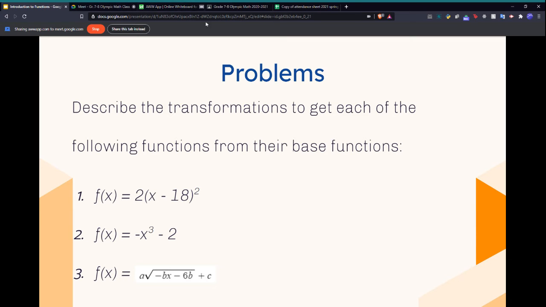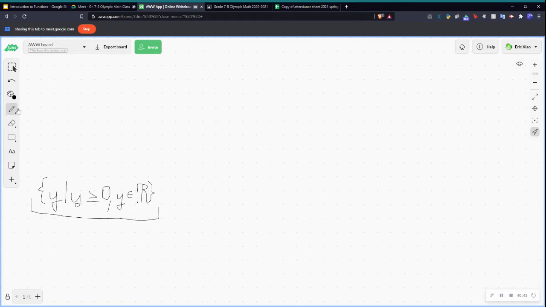First function. It was this. So you have 2 times x minus 18 squared. All right, we're going to type out the translations then. Not sure why the size is really small.